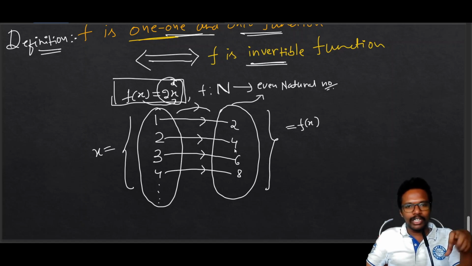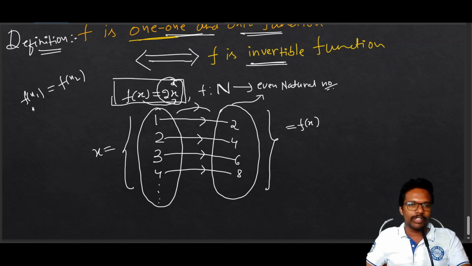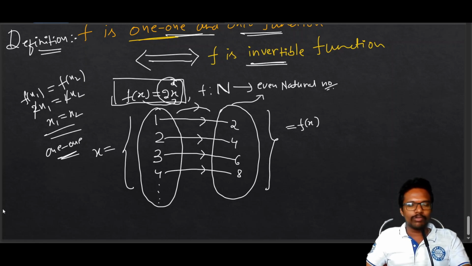So if you observe clearly, this satisfies the one-one and onto definitions. How is it satisfying one-one? Check f of x1 equals f of x2. f of x1 means 2x1 equals 2x2. These two get cancelled, so x1 equals x2. So f is one-one. So one-one is satisfied.